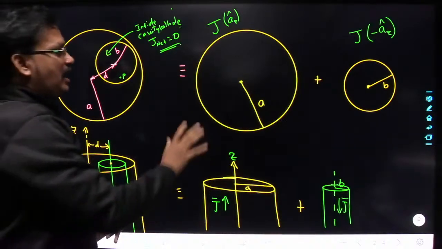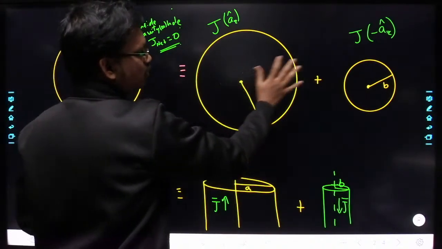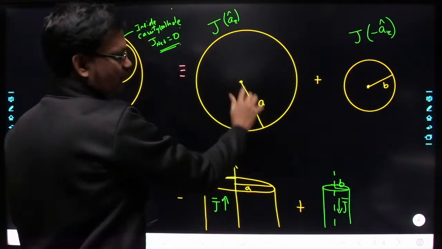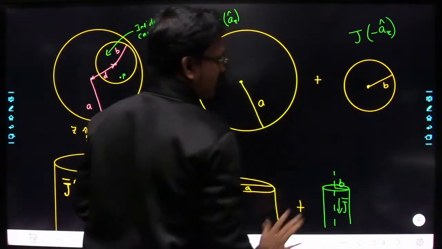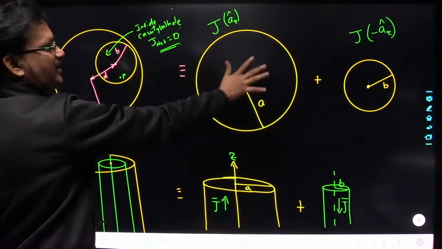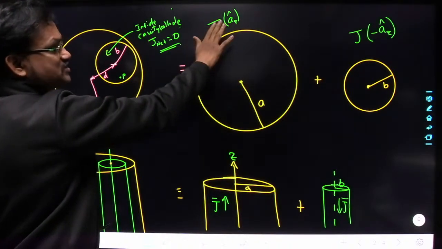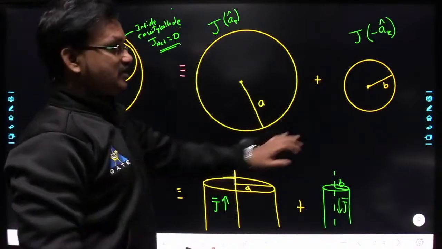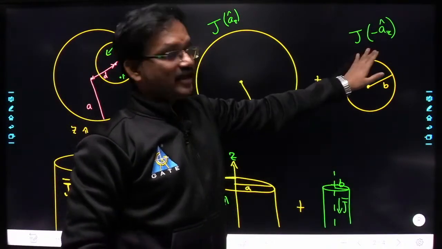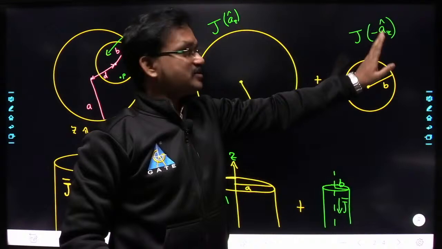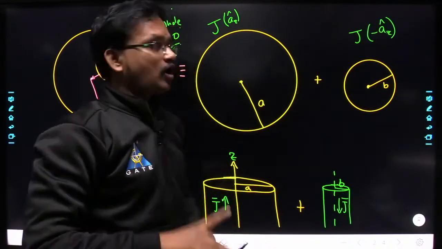So in this manner, I have split this combination into two cylindrical wires, one of radius A and another of radius B, such that one is carrying a current density J_z in the positive Z direction. The other is also carrying the current density J_z, but in the negative Z direction. So now what will happen here?